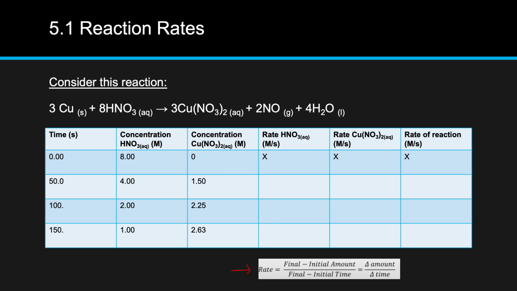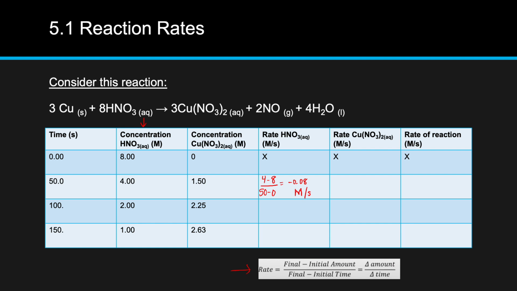So since we are doing HNO3, we're only looking for the change in concentration for HNO3. So final would be 4, initial would be 8. That's going to be the change in amount. And then the change in time would be 50 seconds minus 0, which would just be 50. So we have -4 divided by 50 is going to give us a rate of 0.08, and again that is meters per second. I'm sorry, molarity per second. And then we can do that for each change in time.